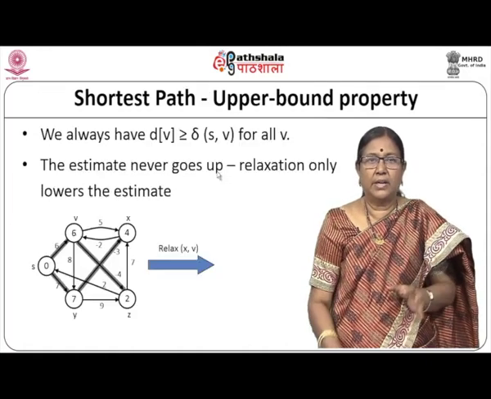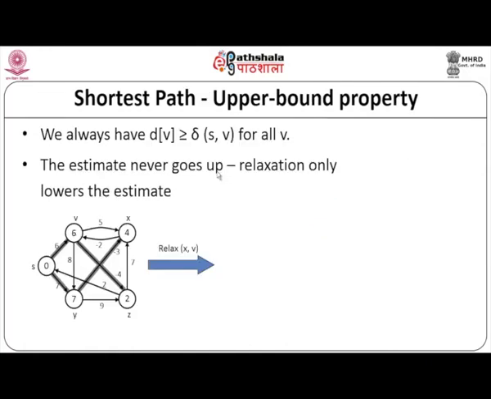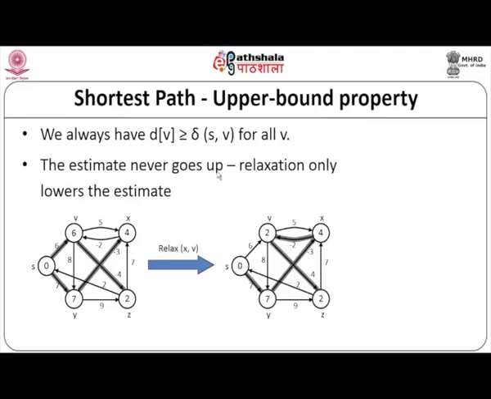Then we have the upper bound property. We always have that dV that we have estimated is greater than or equal to delta(s,v) for all v, because the minimum weight is the minimum weight. All other estimates will be greater than this. The estimate never goes up. Relaxation can only lower the estimate, it can never increase it. So, this is relax(u,v). Initially you have s, v and when we did that s to v, you changed the estimate to 2. We will come to this again in detail.